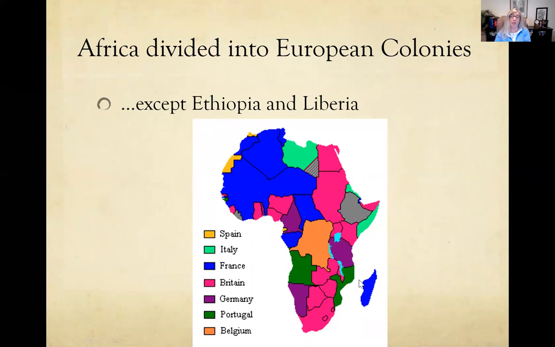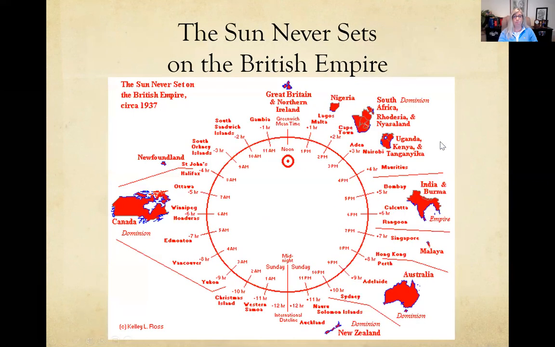We can see elements of some of these European traditions, even in Africa today, with languages that are spoken and various aspects of culture that still remain constant in some of these areas that had previously been controlled by European powers. Of all of these empires, the British Empire was certainly the largest. And the phrase, it was true that the sun never set on the British Empire at that time. This was under Queen Victoria's leadership.